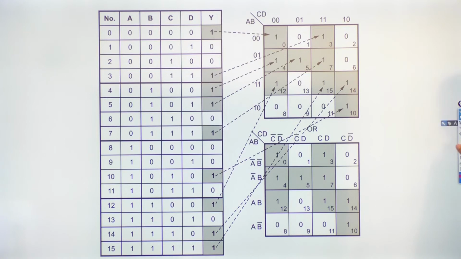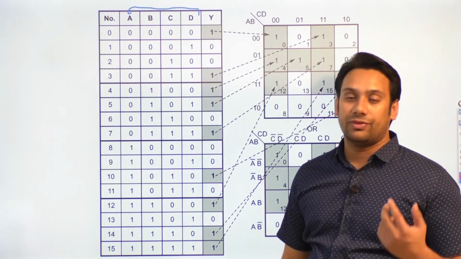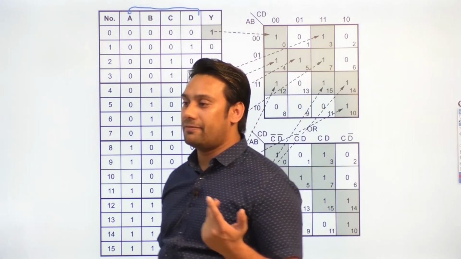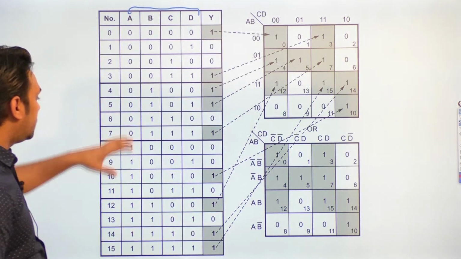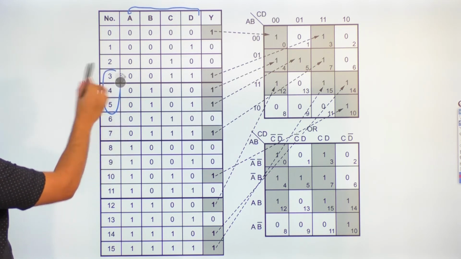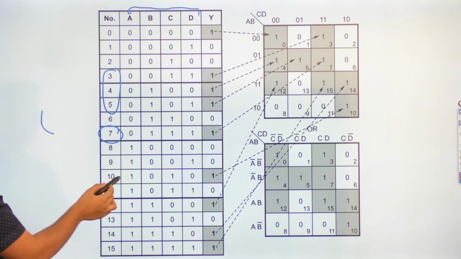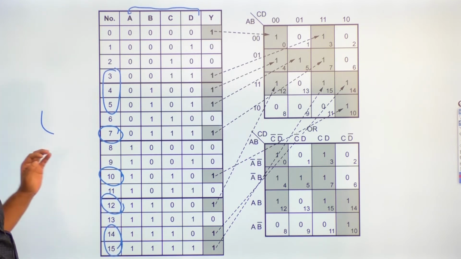Now this is representing a 4 variable K-map. So in this 4 variable K-map, the variables are A, B, C, D. So we have 4 variables. We have a variable A, a variable B, a variable C, and a variable D. Now this 4 variable K-map is assuming a value 1 at the location 3, 4, 5, at the location 7, at the location 10, at the location 12, at the location 14 and 15.